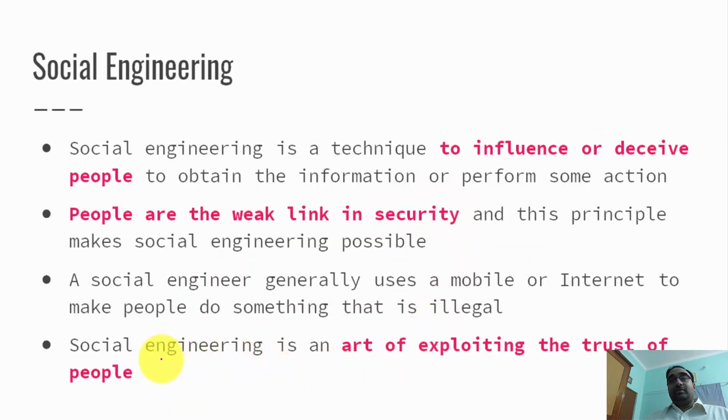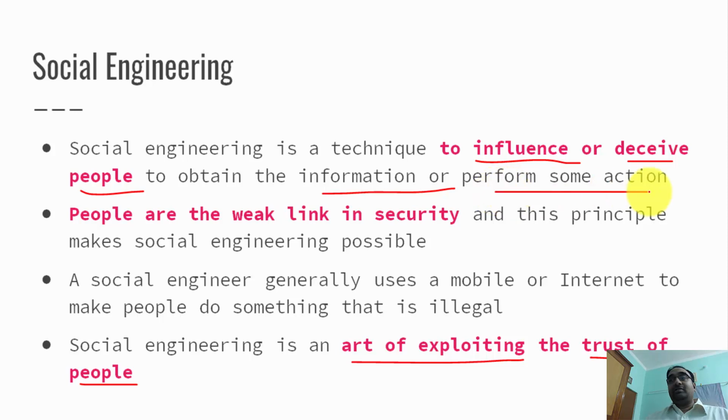So social engineering can be defined as the art of exploiting the trust of people. What they do using this technique is they will try to influence or deceive people. Why do they do that? To obtain information, or they want you to perform some action like buying products.